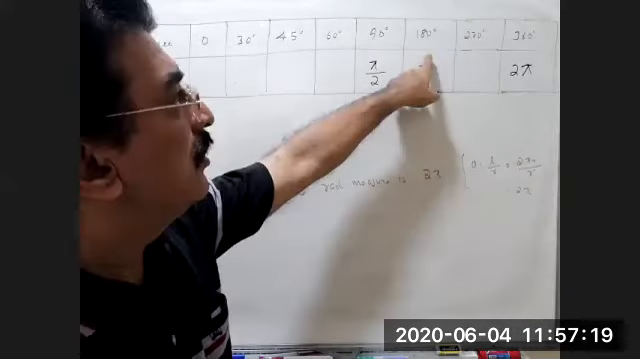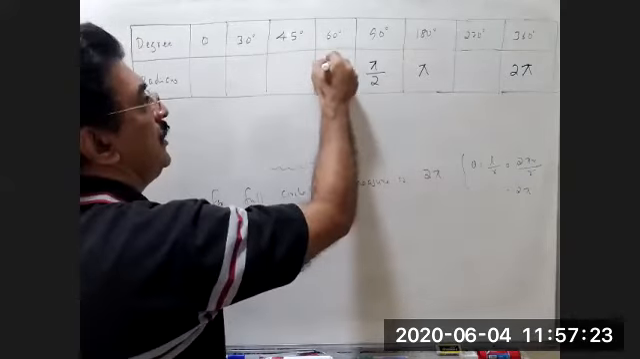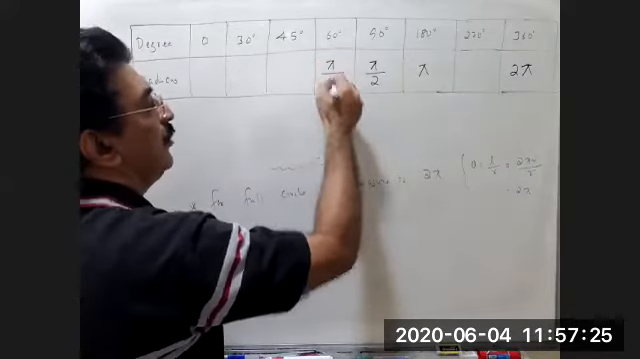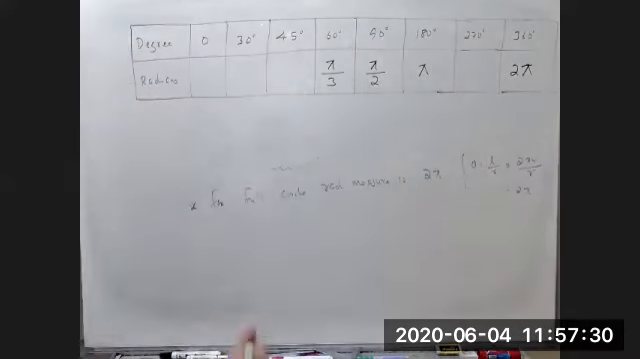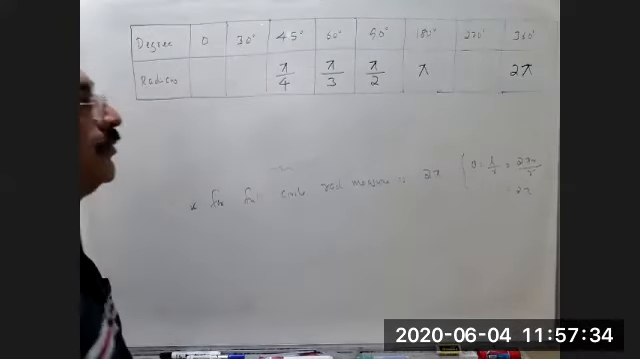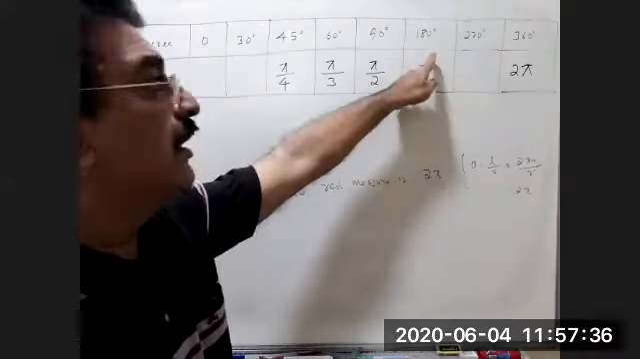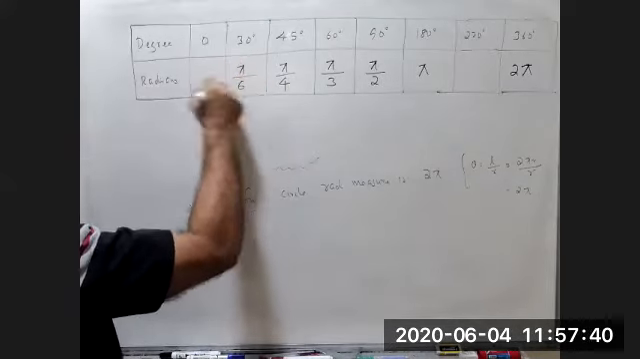60 is 180 divided by 3, so it is pi by 3. 45 is 180 divided by 4, so it is pi by 4. 30 is 180 divided by 6, so it is pi by 6. This is 0.